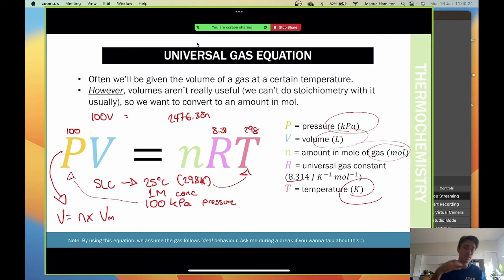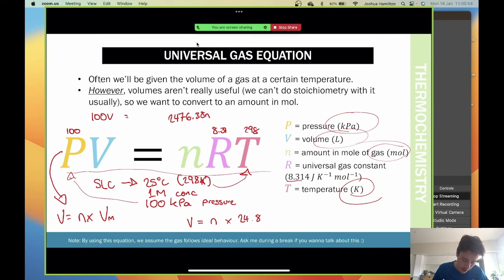Now, if you continue to do this, what you end up with is this equation here: V equals N times 24.8. So if you are given a question and they give you 25 degrees, 100 kilopascals, 8.31, and then they give you a moles or a volume, either one. They'll say maybe the volume is 2 liters, and they want you to find the moles. You could go ahead and plug it into this big equation here.